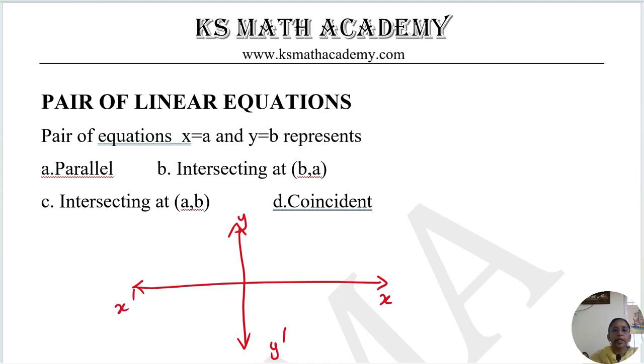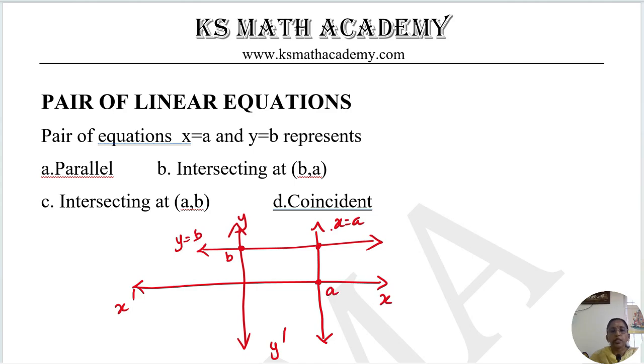So what is given? x is equal to a. So x is equal to a, this can be our line x is equal to a. And line y is equal to b. So y is equal to b, this can be our line. So y is equal to b, that is this point. This is through the point b and this is through the point a here.